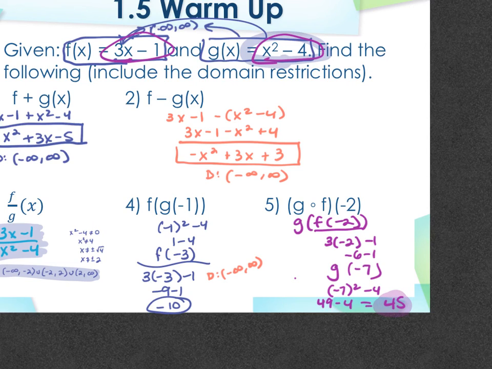And then you want to look at the one on the right, right? So just like we did the one on the right here, that's the one we're plugging in. If there was a domain restriction there, I'd bring it down. But because there's not, the domain here is also negative infinity to positive infinity.